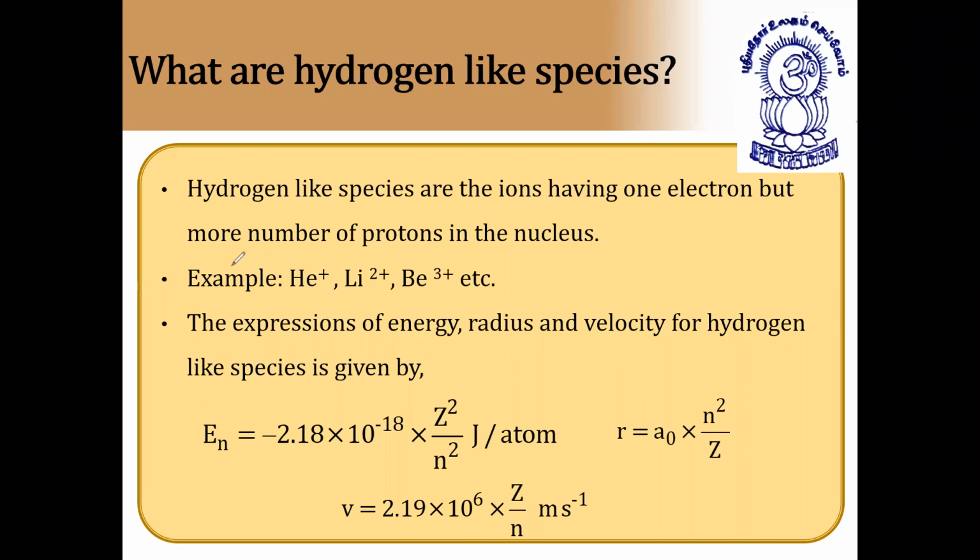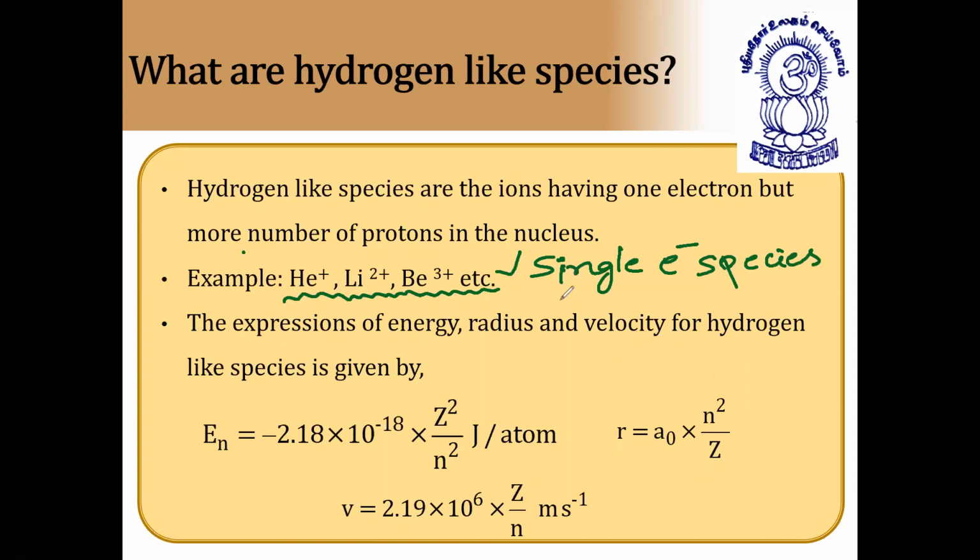For example, helium contains 2 electrons because the atomic number of helium is 2. If you remove 1 electron, it becomes helium plus, which contains only 1 electron. So all these are called single electron species, like hydrogen. Lithium plus 2 ion: lithium contains 3 electrons, but in lithium plus 2, 2 electrons are gone, so only 1 electron is left. That's why these are all called single electron species like hydrogen. So lithium plus 2, beryllium plus 3 ion, etc.